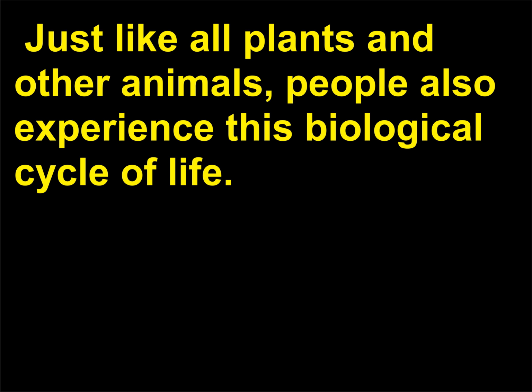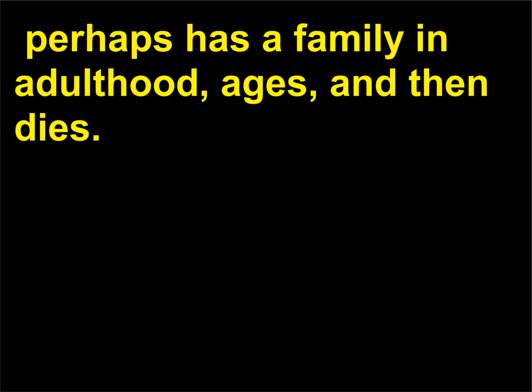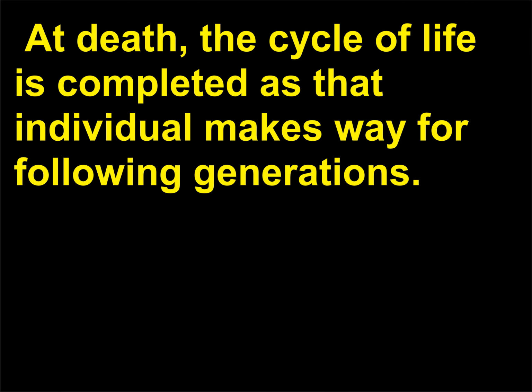Just like all plants and other animals, people also experience this biological cycle of life. A person is born, grows into physical maturity during adolescence, perhaps has a family in adulthood, ages, and then dies. At death, the cycle of life is completed as that individual makes way for following generations.